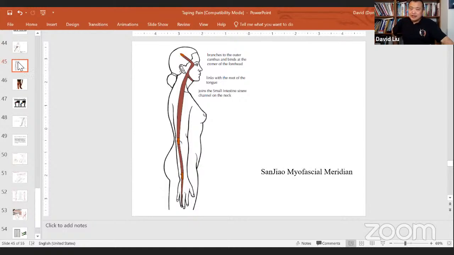This essential channel, sometimes they call it the triple warmer or lymphatic channel, lymphatic nodes channel. So we can see it runs from the middle of the extension. So any pain from the shoulder, elbow, wrist, or even the palm, we can tape in here.